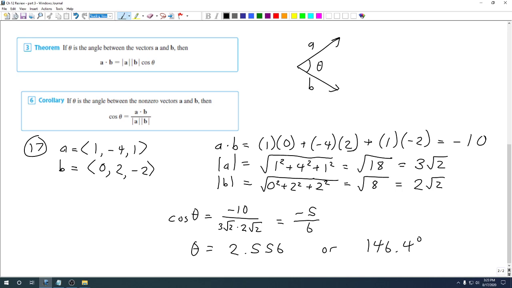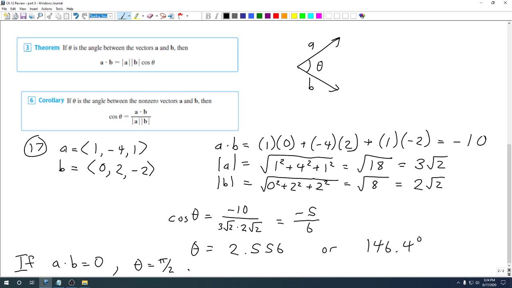But it also means that if the dot product of two vectors is 0, because cosine is 0 for just pi over 2, assuming we're not working outside of that range, then we automatically know that those two vectors are perpendicular to each other, that the angle between them is pi over 2. So if a dot b equals 0, then theta is pi over 2. So they're perpendicular to each other.